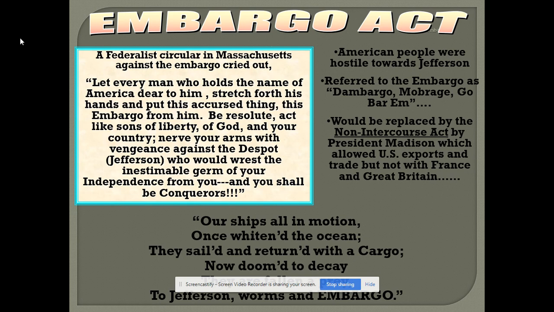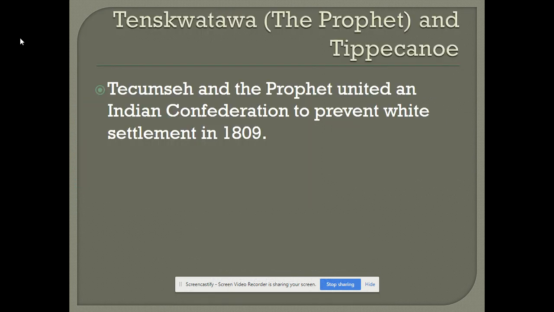Anyway, so Madison replaces it with what's called the Non-Intercourse Act. Okay, it has nothing to do with any kind of intercourse, as you would think. But what the Non-Intercourse Act basically said is that we will do business with everybody but Britain and France. Okay, so we're going to trade with Holland. We're going to trade with the German states. We're going to trade with Russia. We'll trade with Portugal and Spain. We're not going to trade with Britain and France. That's what that means.